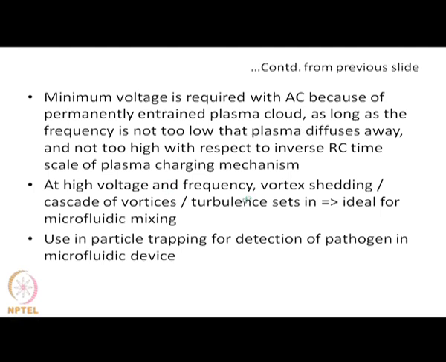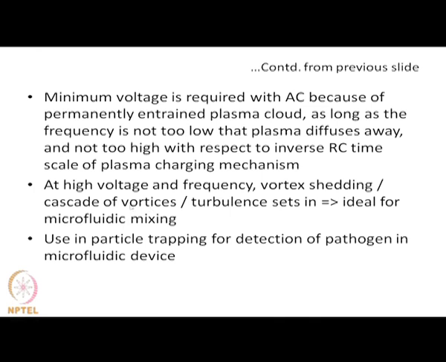At high voltage and frequency, there would be vortex shedding or a cascade of vortices or turbulence. Of course, the frequency is within this framework, but at high frequency, these are the few things that will feature, and these are ideally suited for microfluidic mixing. So, this can be a process by which microfluidic mixing can be performed.